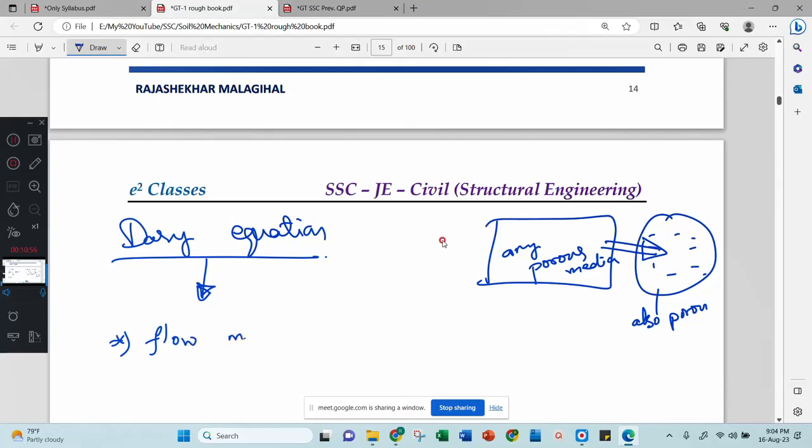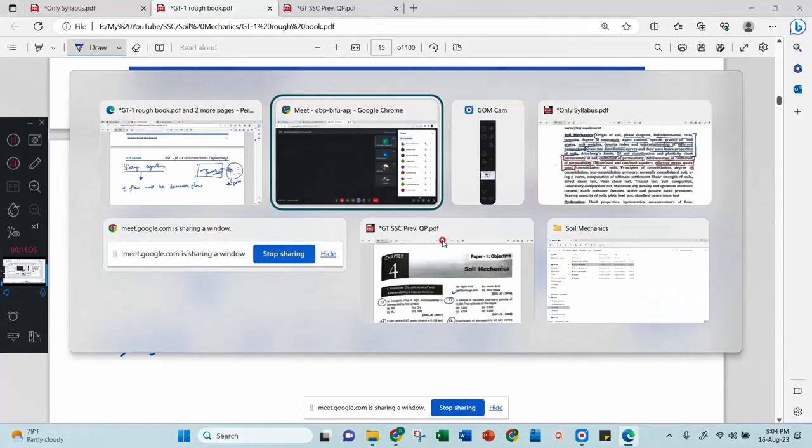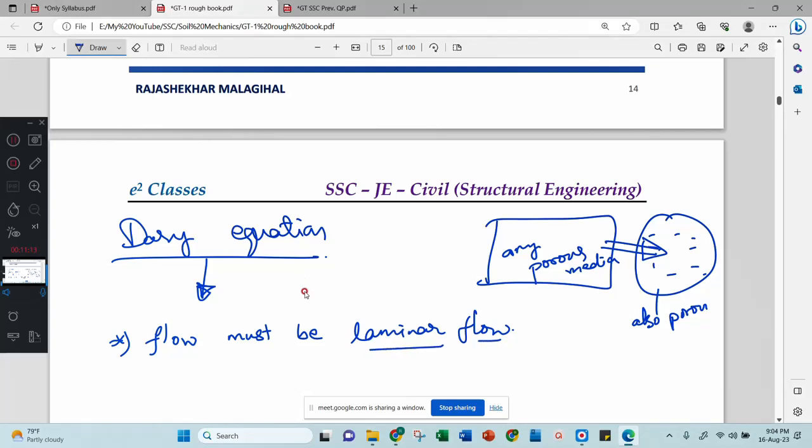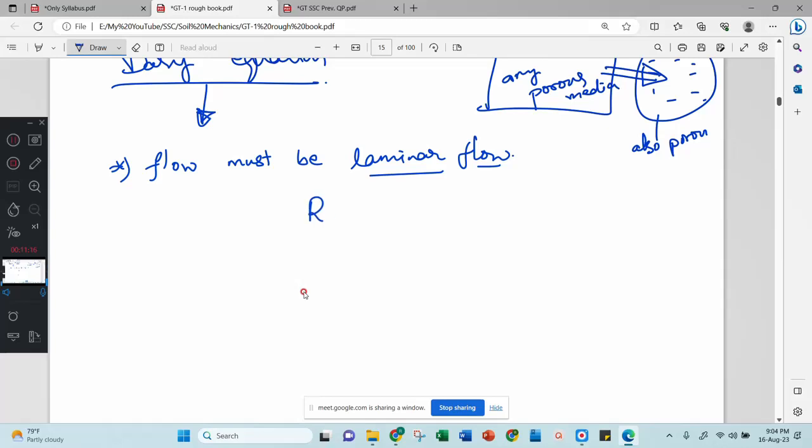The flow of water must be laminar flow. Darcy equation will be valid when the flow is laminar. Now, how to define this laminar flow? We have the Reynolds number equation, which gives us laminar, turbulent and transitional flow. But for soil mechanics or any porous media, if Re is less than or equal to 1, very important, then that is considered a laminar flow. This is the limitation.